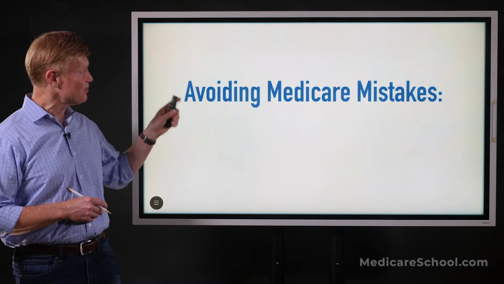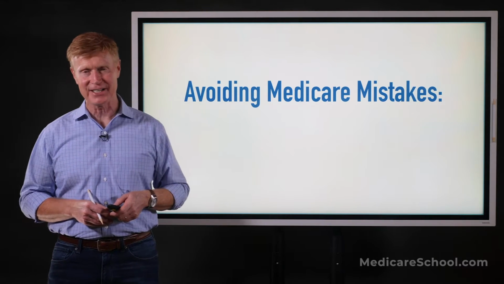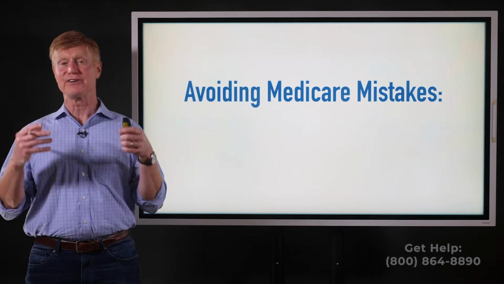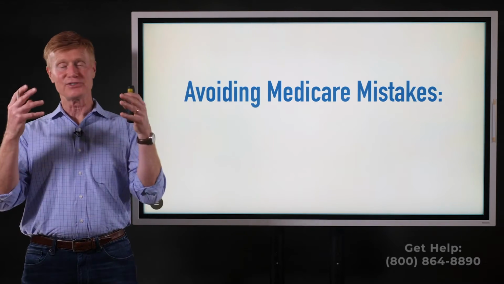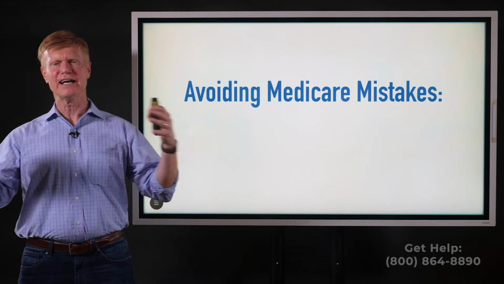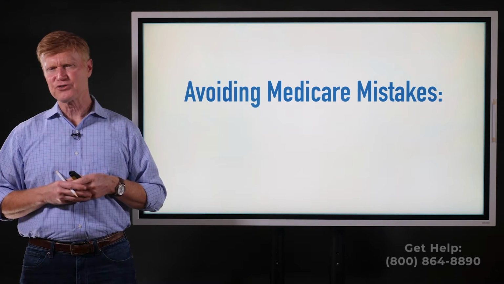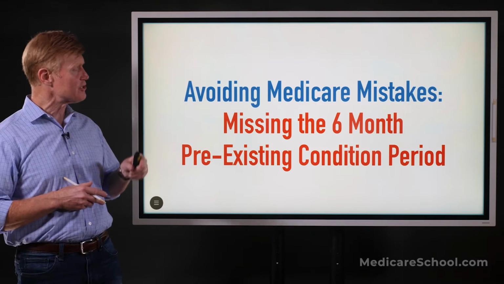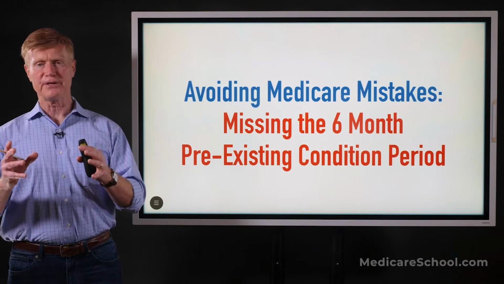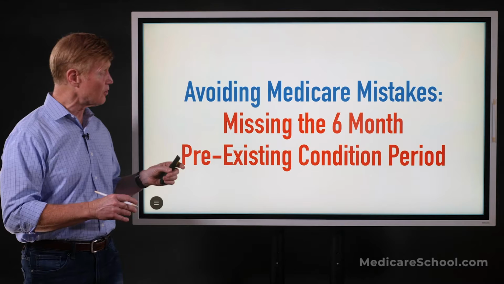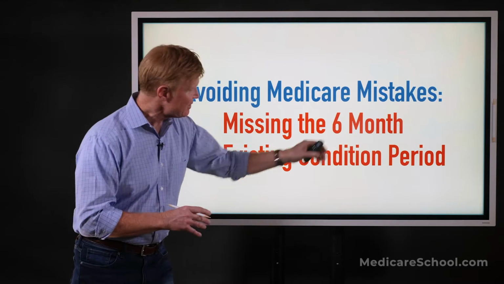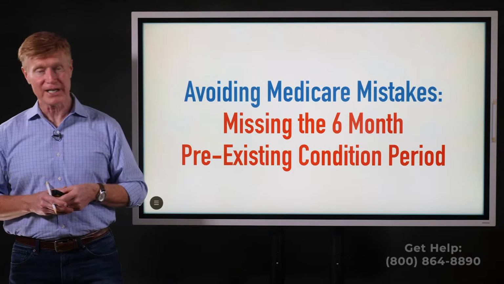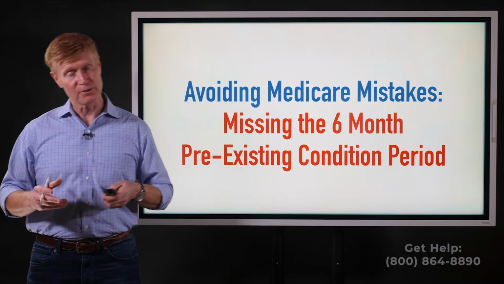I've been doing a series called Avoiding Medicare Mistakes. You all know that as we go on, Medicare is very time sensitive. There are certain decisions and timeframes that we have to live within. Today I'm going to share with you one of the most critical time periods, the open enrollment period for Medigap policies. This is all about missing the 6-month pre-existing condition period. We don't want you to miss it. It only lasts 6 months.